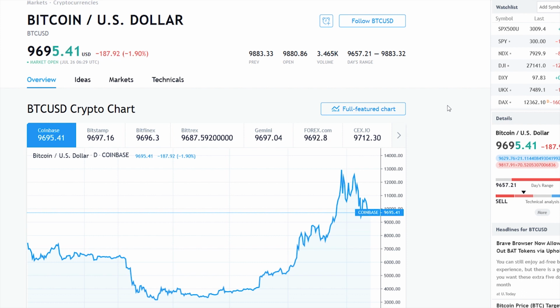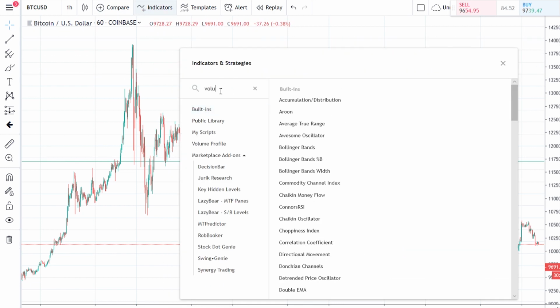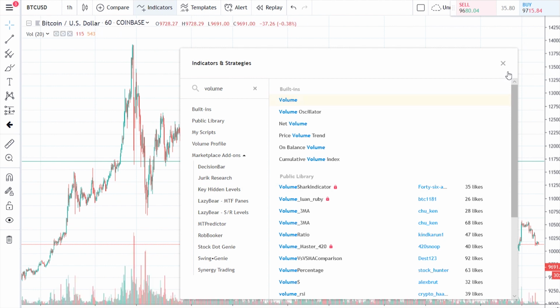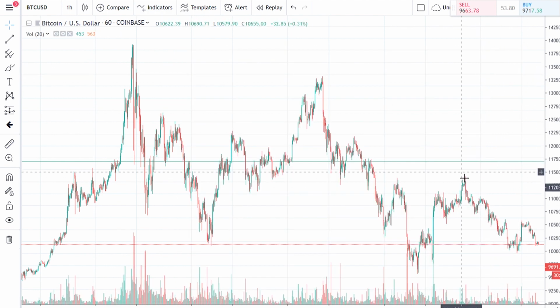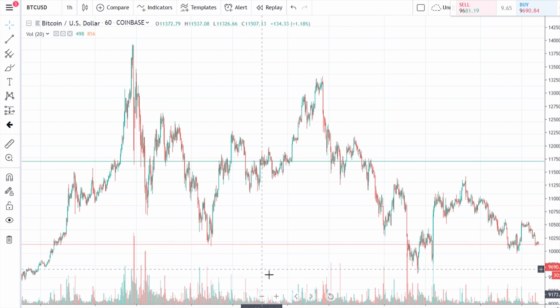To put all this into practice, we'll now open the Bitcoin chart and put our knowledge to the test. First, we'll open the volume indicator so we have a general idea of how strong our resistance or support will be. Next up, we'll look at the pivots, which are the points where the price changes the direction of its trend. You can see them here and here.